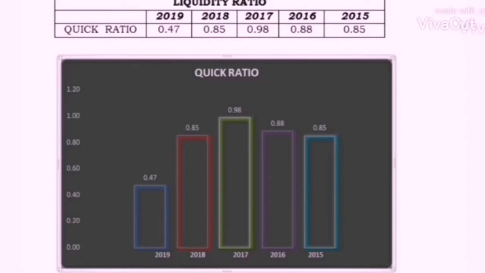The computation of the quick ratio for the year 2017, 2016, and 2015 is the same as in 2019 and 2018. This table and bar graph will show us the values of the quick ratio for the 5 years. For 2019, it is 0.47. For 2018, it's 0.85. For 2017, it's 0.98. For 2016, it's 0.88. And for 2015, it's 0.85.